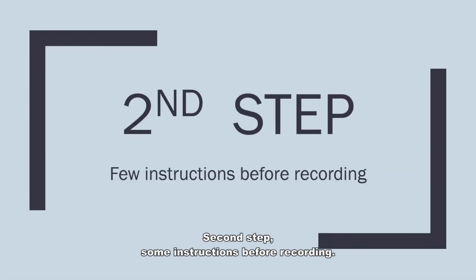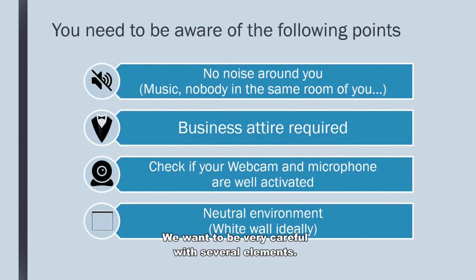Second step, some instructions before recording. We want to be very careful with several elements. First of all, there must be no noise around you, i.e. no music, no people in the same room as you. Please avoid any source of noise that may affect the recording. Secondly, it is important to have the correct attire required.